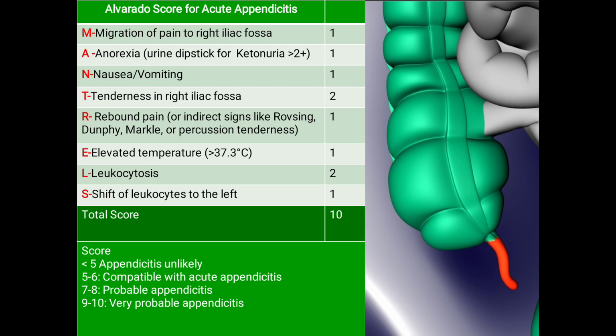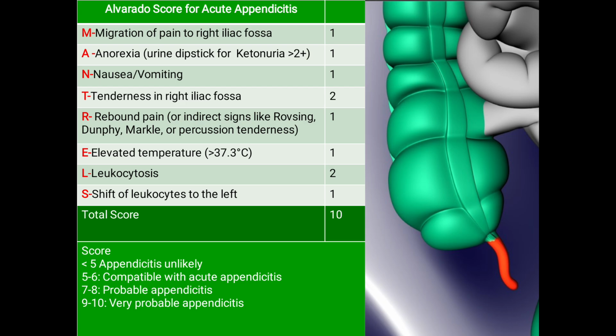Rebound pain or indirect signs like Rovsing, Dunphy, Markle and percussion tenderness are given 1 point. Elevated temperature or fever is given 1 point. Leukocytosis is given 2 points. Shift of leukocytosis to the left, that is neutrophilia, is given 1. Total score is 10. And if the score is less than 5, appendicitis is unlikely.